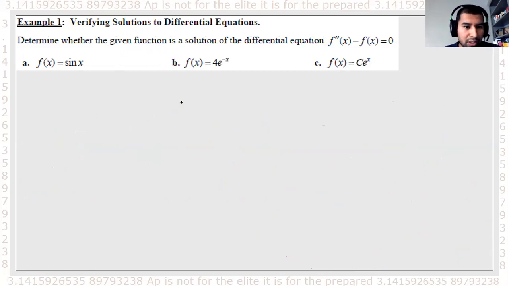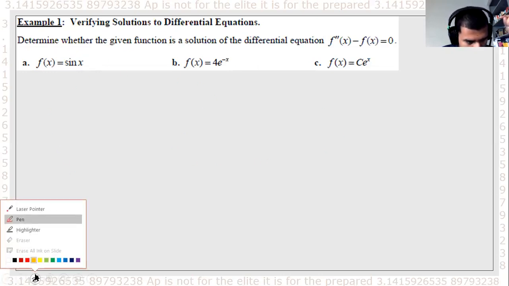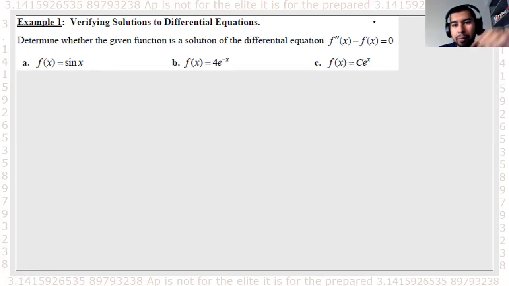Okay, so similarly, they're going to ask you to verify whether these will work or not. Sometimes more than one will work, and sometimes none will work. Let's go ahead and try this. I'll give you a couple seconds to write down the question. Pretty much the steps are still going to be the same.